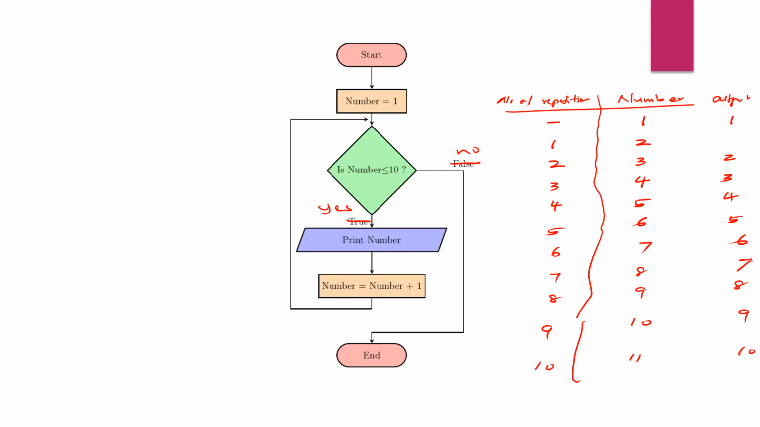I want you to print numbers from 1 to 100. It's the same as before. I want to print numbers. Then 1 to 10 was what we had before.